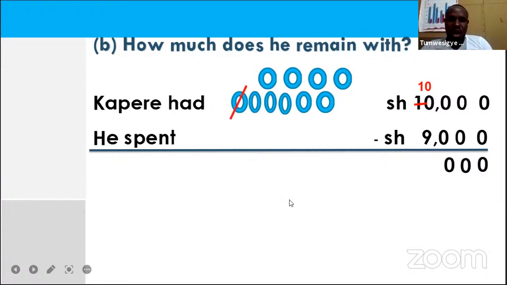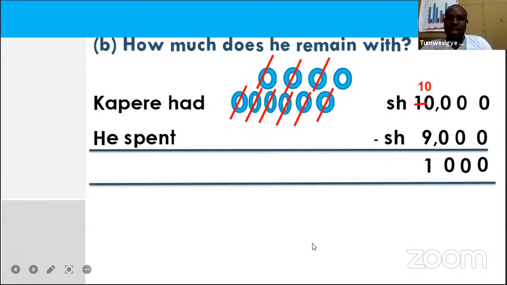The first one, we take away 1. How many are we taking away? We have 10. We are taking away 9. Let's go. 1, 2, 3, 4, 5, 6, 7, 8, 9. Okay, and I will come here and write 1. Then I underline my answer. Don't forget to put our shillings since we are handling money.